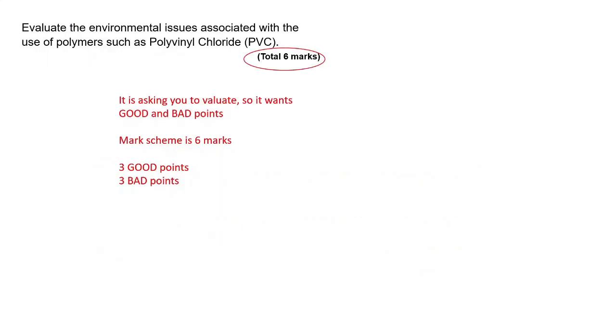So evaluate the environmental issues associated with the use of polymers such as polyvinyl chloride, PVC. Again, 6 marks. So it's asking you to evaluate, so it wants good and bad points. So the mark scheme is 6 marks. So you want 3 good points and 3 bad points to summarise what you're trying to say. Pause the video, have a go at answering it, give yourself 6 minutes, and then we'll go through the answers.